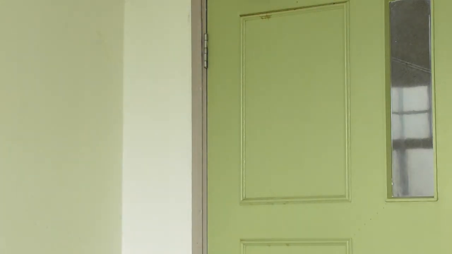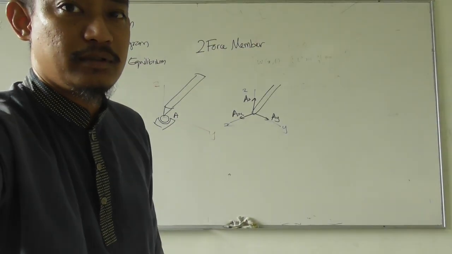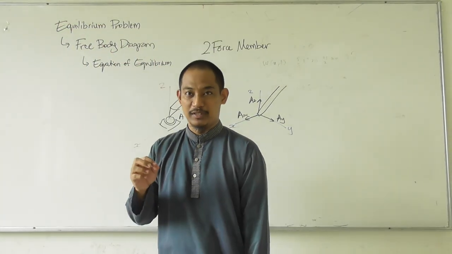So you have MAX. Does it allow rotation about Y? No, it does not. So you have MAY. Does it allow rotation about Z? It actually allows, right? Because you can rotate the law in this manner about the z axis. So you will have AX, AY, AZ, MAX, and MAY, right? So that's how you determine how to draw the support reaction at any particular support.